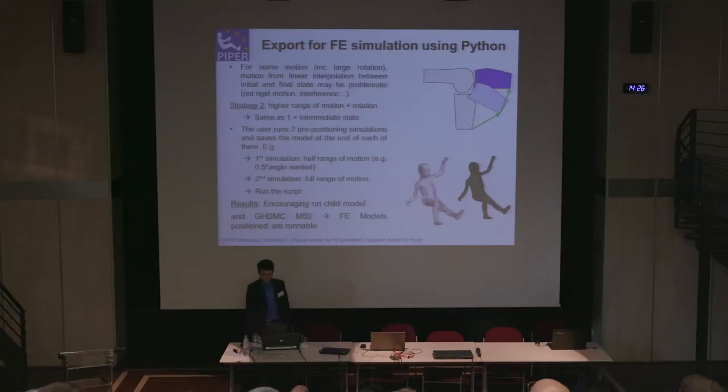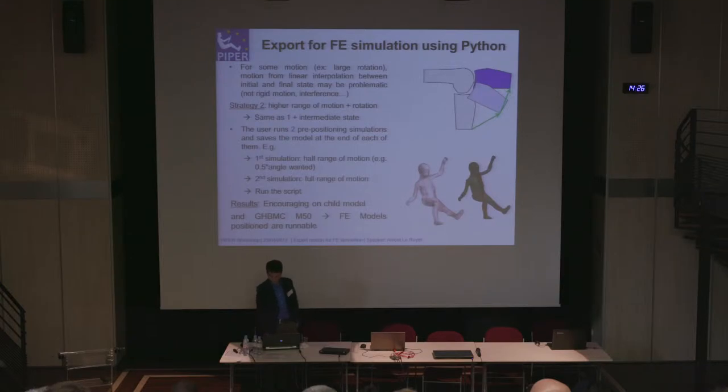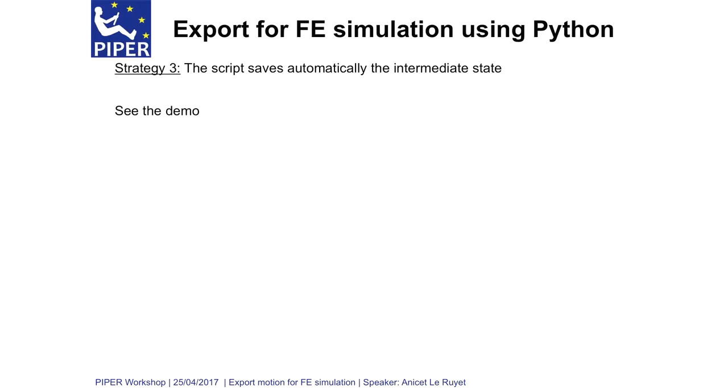The results showed encouraging results. We tried it for the child model, but also for the GHBMC M50 model. So the models are positioned, and this is quite important, they are runnable afterwards. There is a third strategy that consists in doing the same thing that I showed you previously, but using more intermediate states, defining them and positioning the model automatically. So this is what I'm going to show you right now.